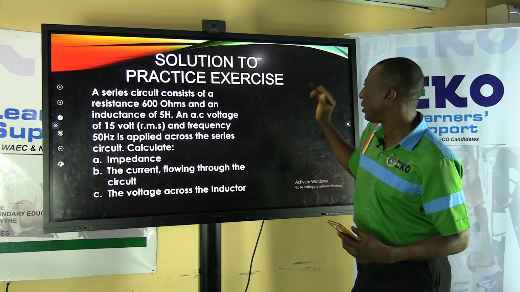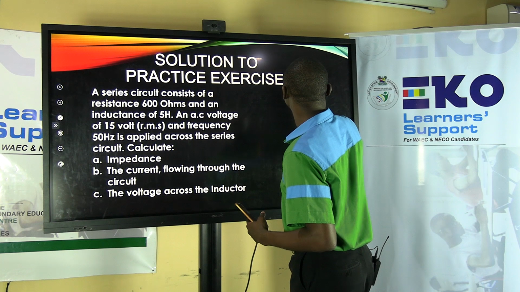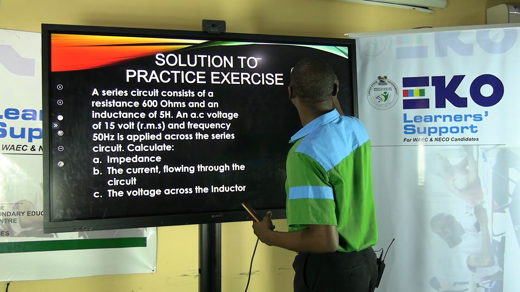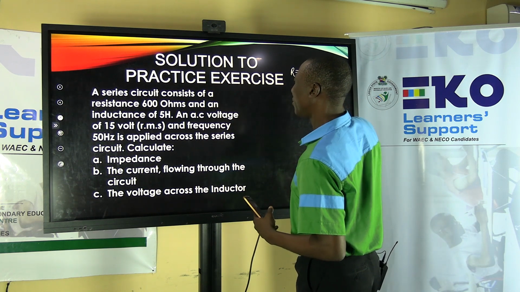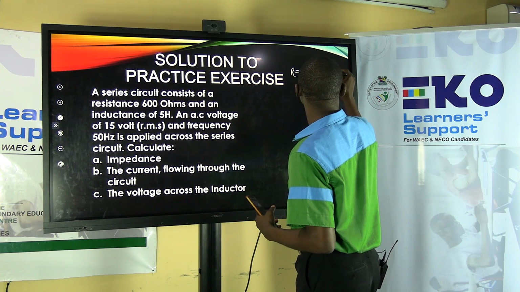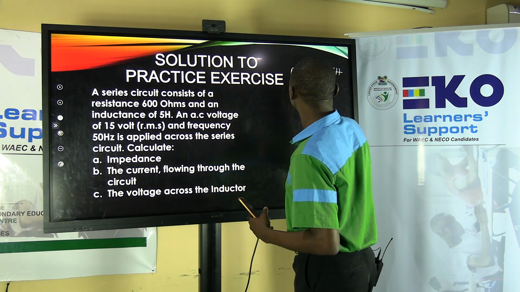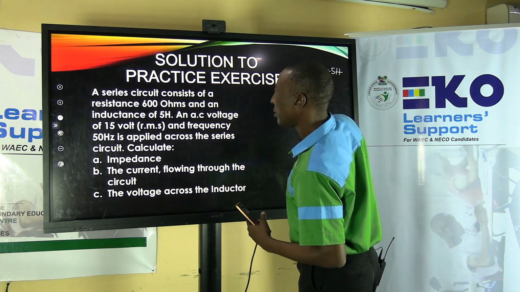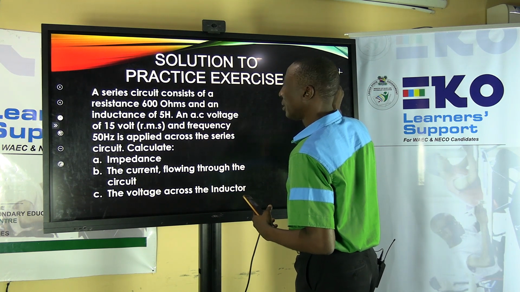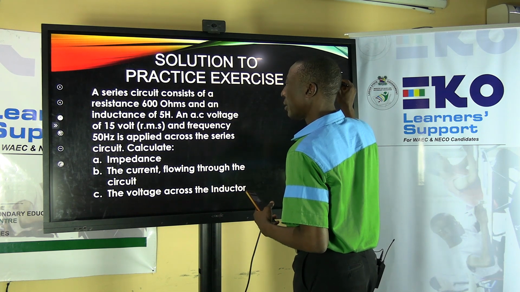So we take the given data. We have resistor 600 ohms. We also have an inductor 5 Henry. We also have the voltage 15, and we have frequency 50.